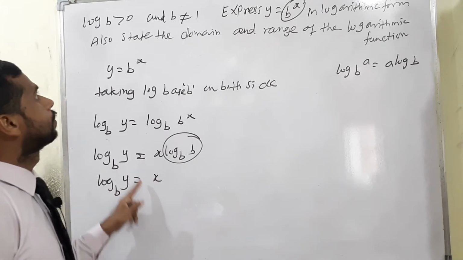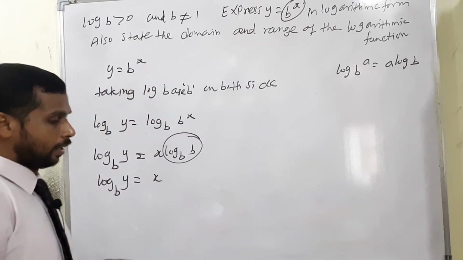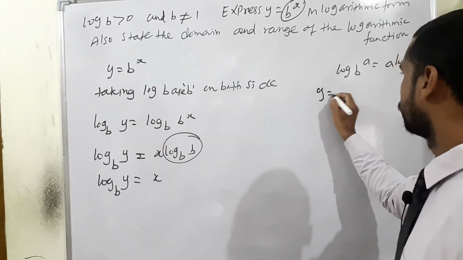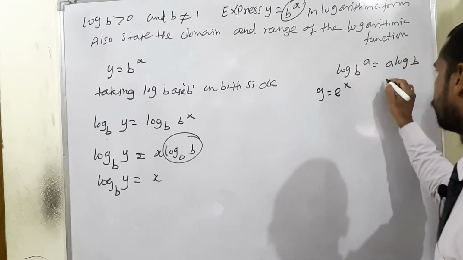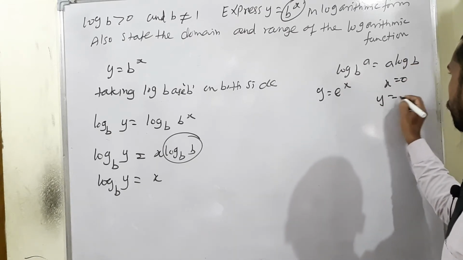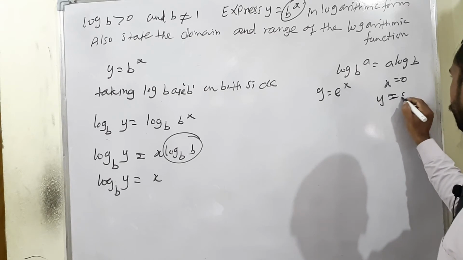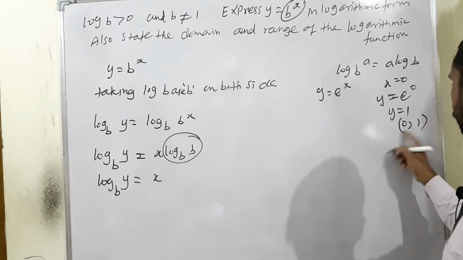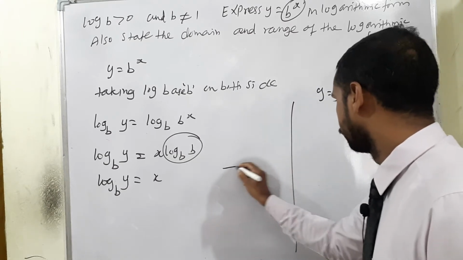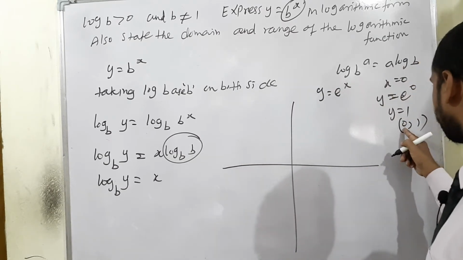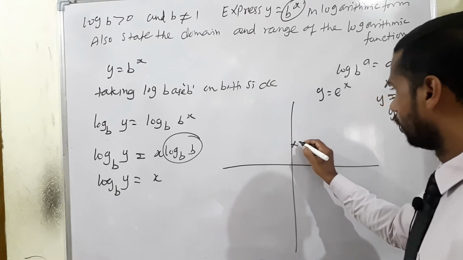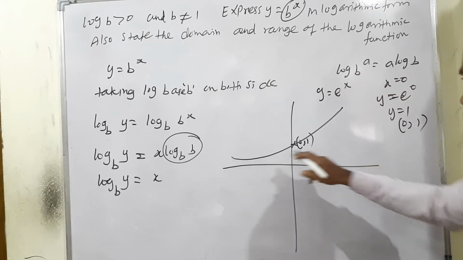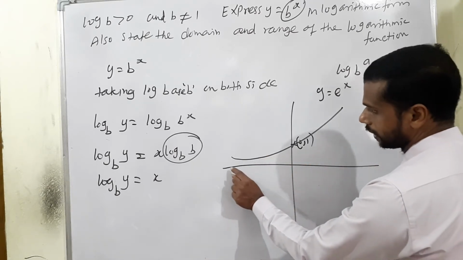The second one: also state the domain and range. So, for domain and range, the given condition is y is equal to b power x. I will consider y is equal to e power x. When x is equal to 0, what will happen? Instead of x we apply 0. Therefore, y is equal to e power 0. Anything to the power 0 has value 1. So the first point is 0 comma 1: x is equal to 0, y is equal to 1. This is called 0 comma 1. The same way, the graph will move on, not touching the x-axis.